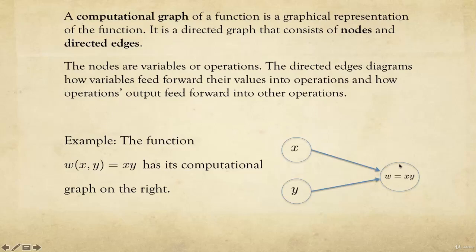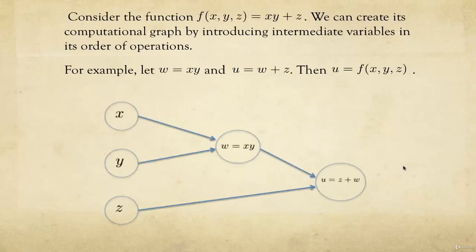So this node is an operation, x times y, and the directed edges tell you the way the data flows. So x will go forward, y will go forward, feed forward into this node. Here's a little more complicated example. f of x, y, z is xy plus z.